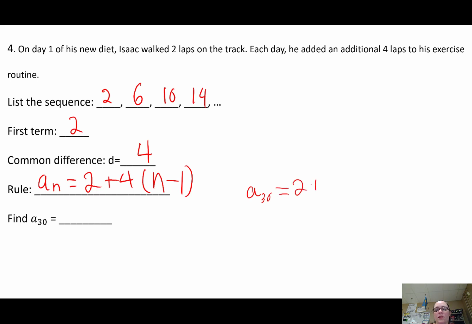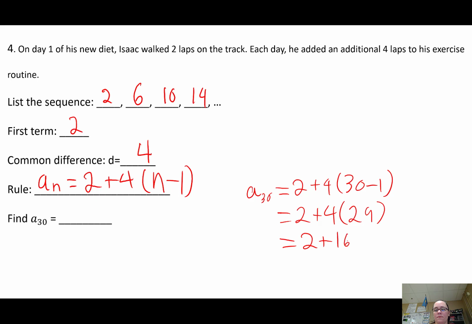So we get 2 plus 4 times 30 minus 1. Well, 30 minus 1 is 29. 29 times 4 is 116. And 116 plus 2 is 118. So the 30th term is 118.